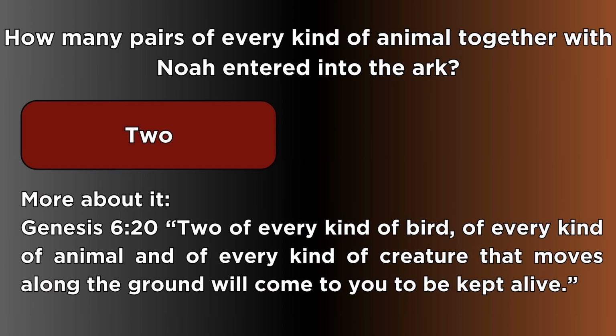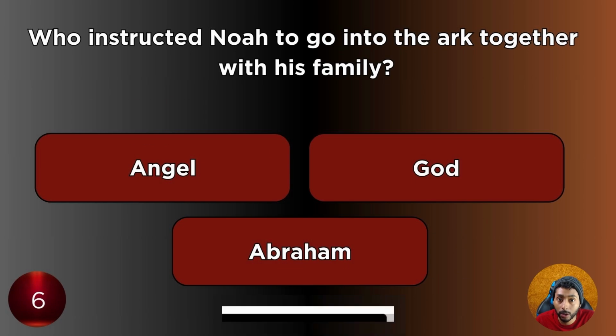2. Genesis 6:20. 2 of every kind of bird, of every kind of animal, and of every kind of creature that moves along the ground will come to you to be kept alive. 6. Who instructed Noah to go into the ark together with his family? Angel, God, or Abraham?